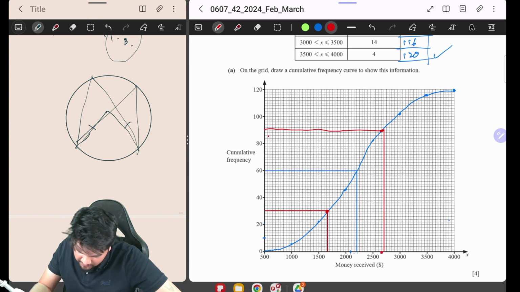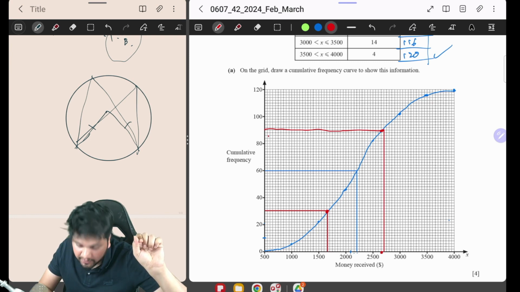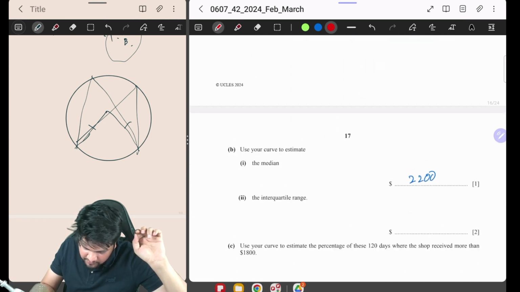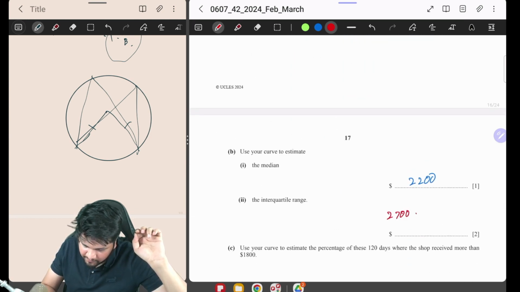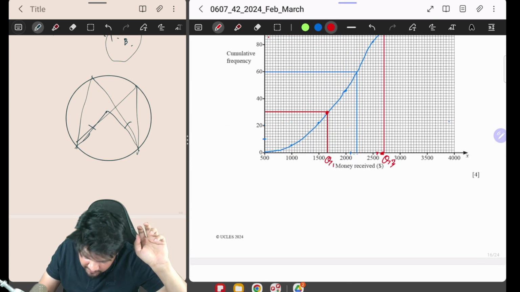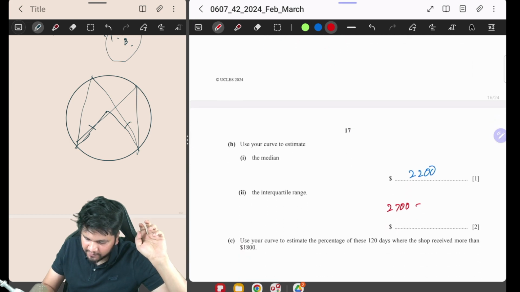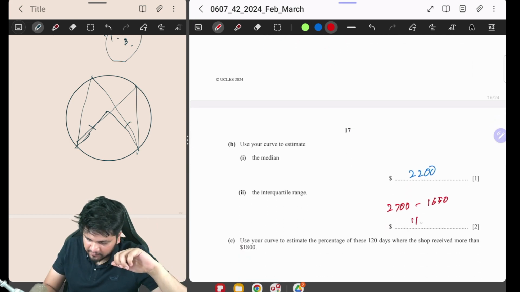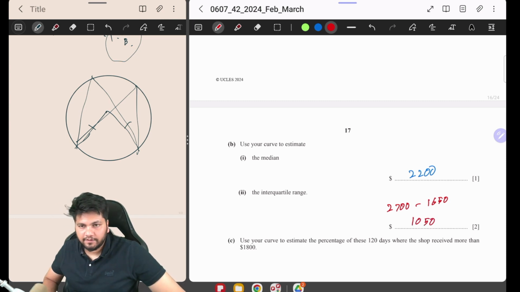Again, this is going to be 50-50. The scale is 50 on the x-axis, that's why I'm taking it like this. So 2600, 2700. So this is 2700 minus the interquartile range, of course Q3 minus Q1, so this is Q3 and this is Q1, and this would be 1650. So 2700 minus 1650, the answer is 1050. That's going to be the interquartile range.